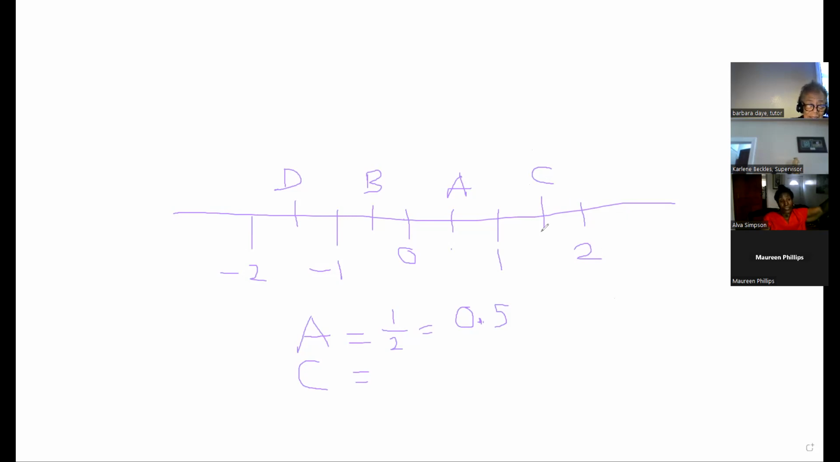75 would have to be between 0 and 1, right? 75 cents. If this was $1, it would be somewhere here. But between 1 and 2, it's $1 and some cents, and that cents is 50 cents, right? So what would it be as a fraction, Alva?